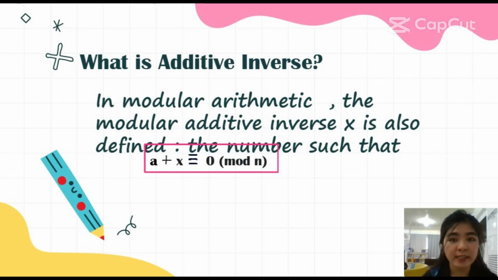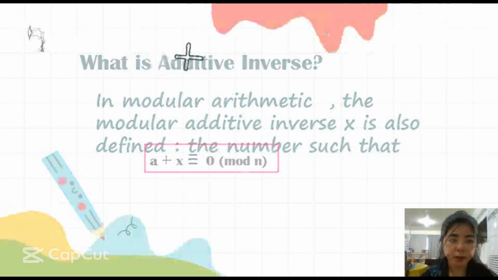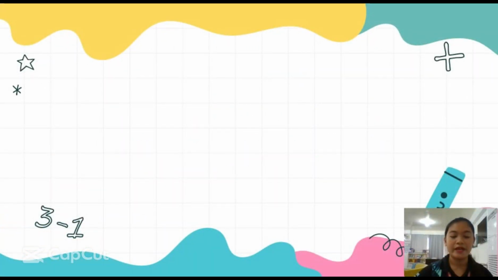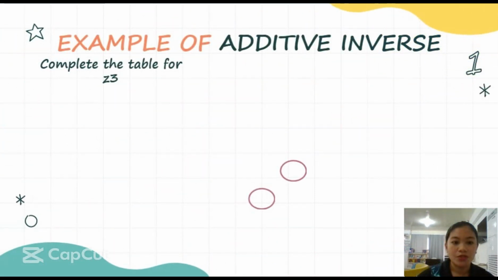So let's proceed to the next topic, the example of additive inverse using the table. I'm going to discuss the additive inverse using the Z table. So here is the example of additive inverse using the Z table. So what are the numbers that are less than 3? So pause this lecture video for a while, then try to think what are the numbers that are less than 3.